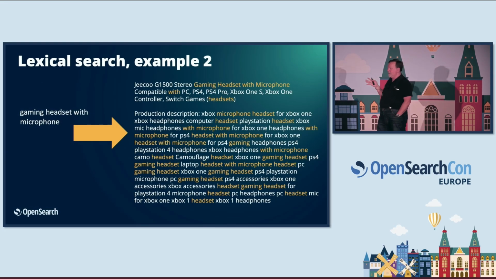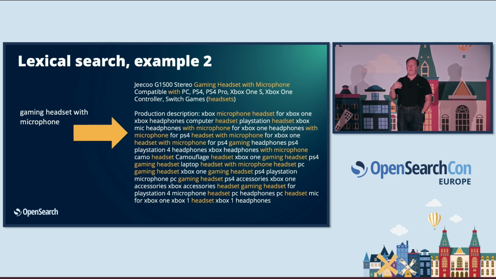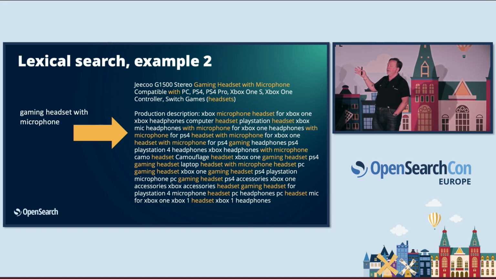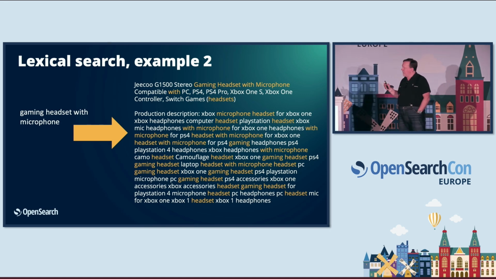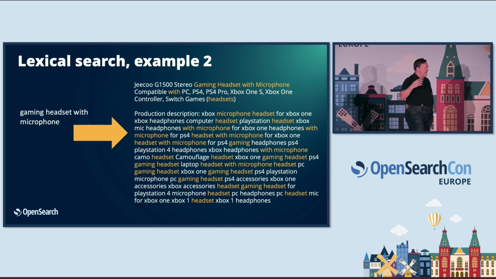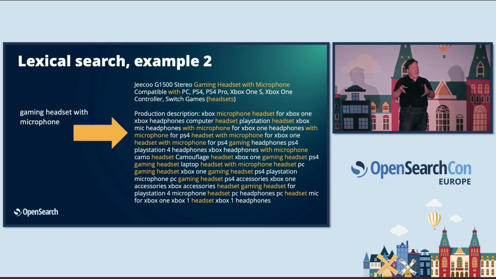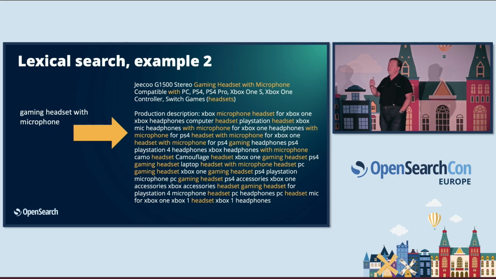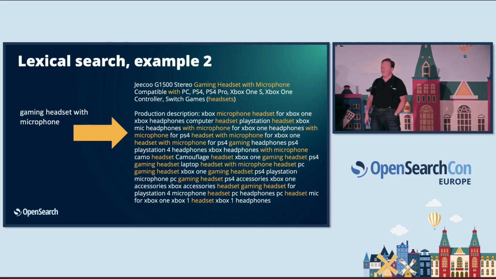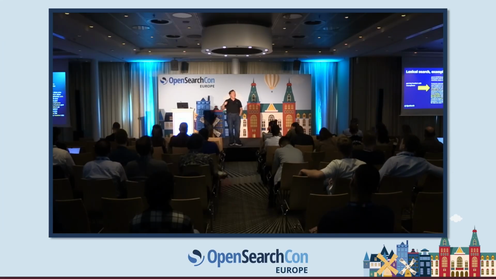The first of these is lexical search. We're all familiar, this is the one-shot model. This is where I type a bunch of stuff. And the idea here is if I want some gaming headset with a microphone, I should take those words and match them to the products that I have, both the titles and the descriptions, in order to retrieve. This particular one, I think this is kind of funny.